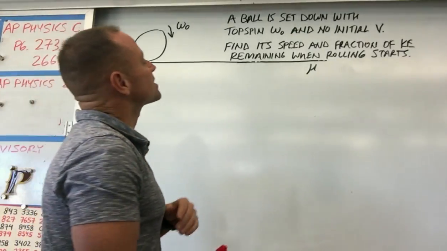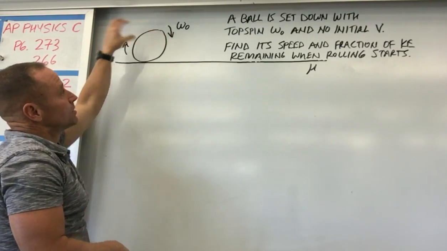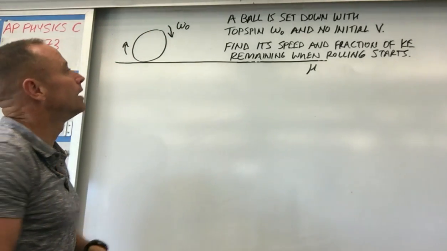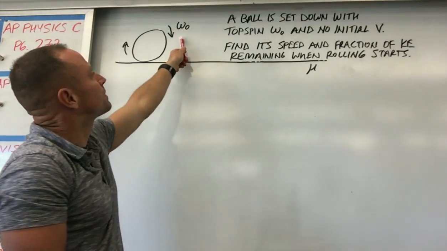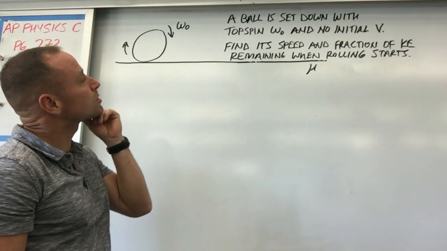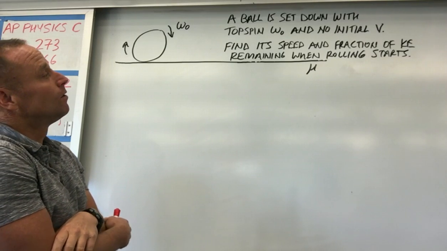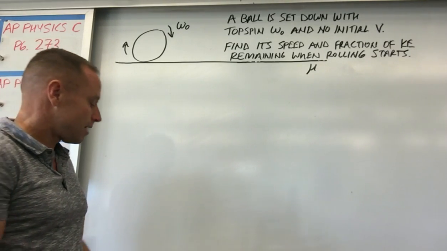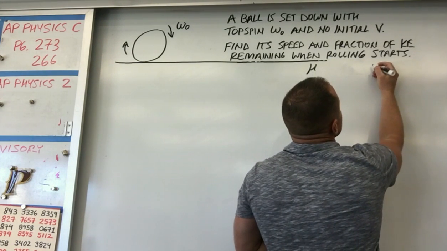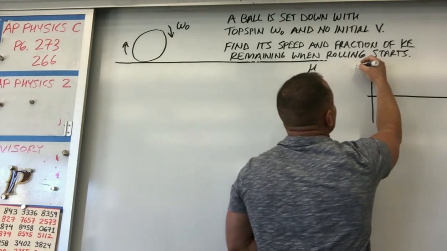Look at an example of this, classic example. This is where you set a ball down with kind of top spin, but don't throw it forward at all. So you kind of let the ball peel out and take off and eventually begin rolling. So it says ball set down with top spin, omega naught, and no initial velocity because you just set it down. And what we're supposed to do is find the speed and how much kinetic energy actually remains when the rolling sets in. So again, as I mentioned in the last little clip, what's useful is to think about how the velocity and the angular velocity are going to evolve.